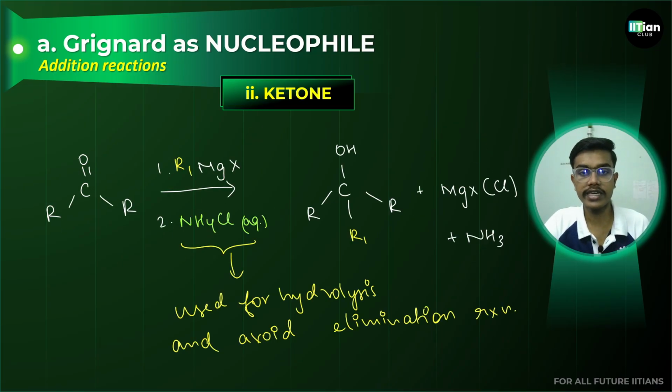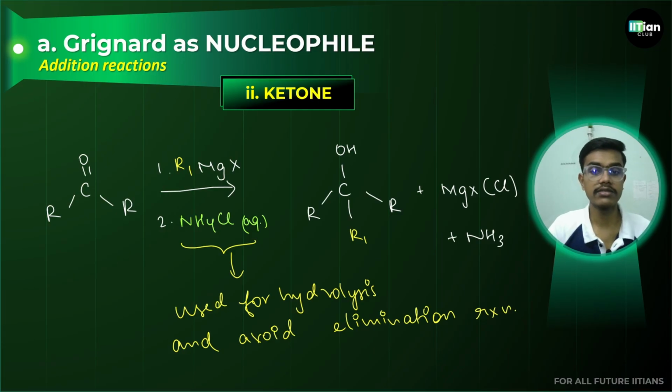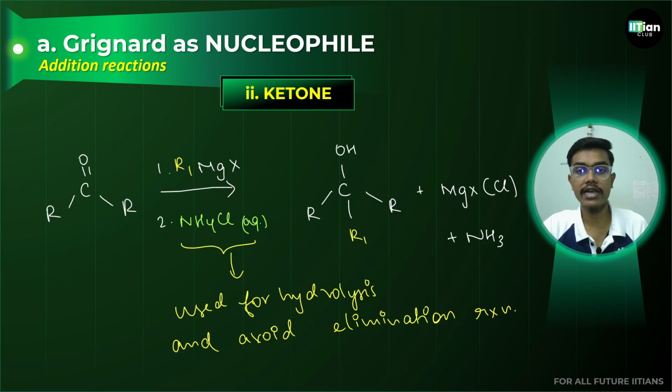Next, in place of ketones, the only difference from the previous reaction is that in the second step we'll be using aqueous NH4Cl, and this is used for the hydrolysis because it helps in avoiding the elimination reaction, and here you can see it is also forming alcohol.